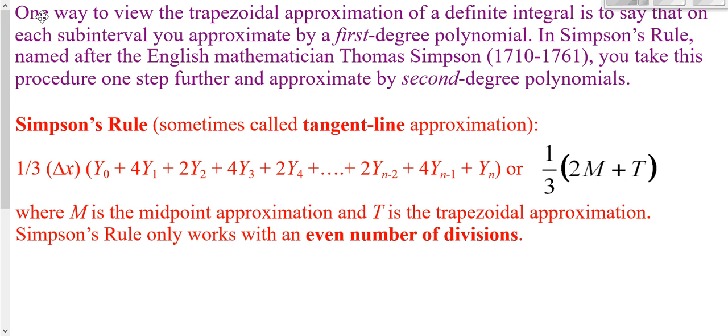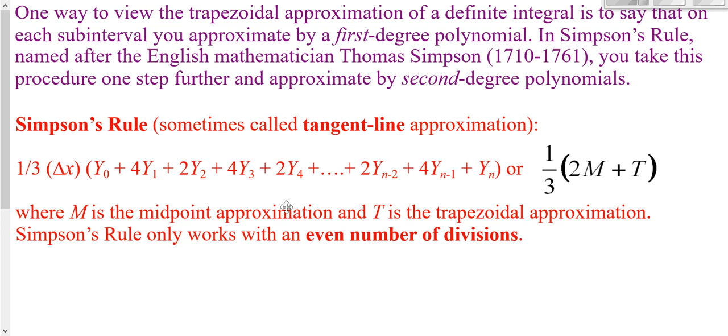Now, with Simpson's rule, sometimes called the tangent line approximation, you go 1/3 times the change in your x, which is the width of your interval, and then you go your first height plus 4 times your next height plus 2 times the following height plus 4 times the next height plus 2 times the next height, and so on until you get to your last height, and that's just your normal last height, just like your normal first height, and you weren't multiplying by anything.